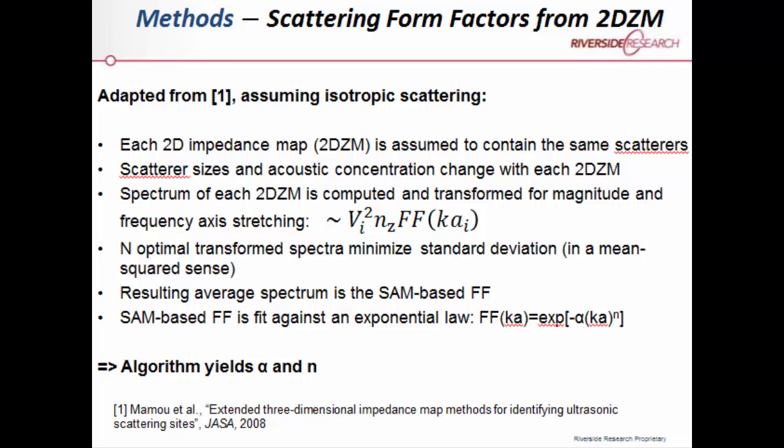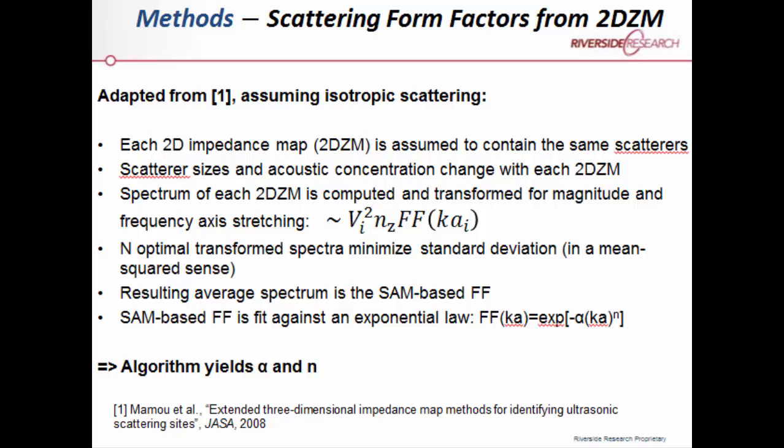So we're getting these 2D impedance maps from different tissues. And the assumption here is that they contain the same scatterers. So they have the same form factor, but yet they could have a different acoustic concentration, and they could have different scatter size that could change with each 2D impedance map.